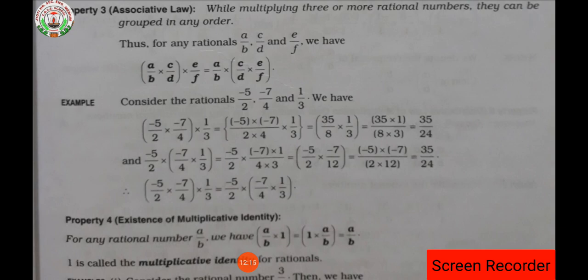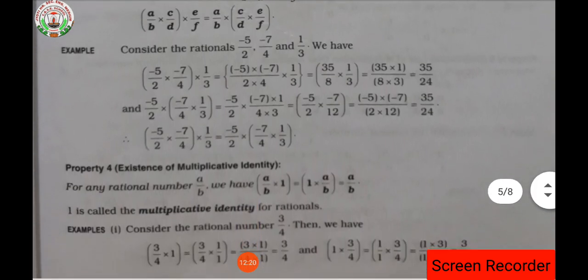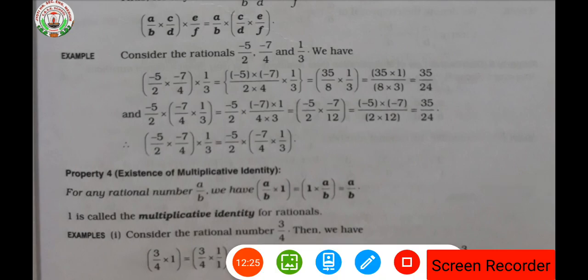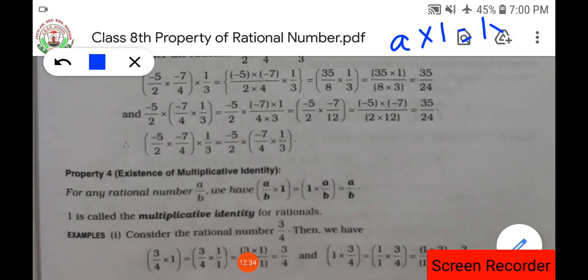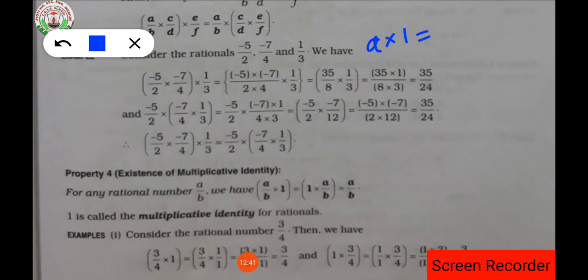Clear? Next we can see the property of multiplicative identity. So dear students, we had already studied multiplicative identity under integers. Under integers we had studied that when any integer is multiplied with 1, it gives the answer as the same integer. Here what I am writing on the screen is about integers. A into 1 is equal to 1 into a is equal to a. We are talking here about integers.